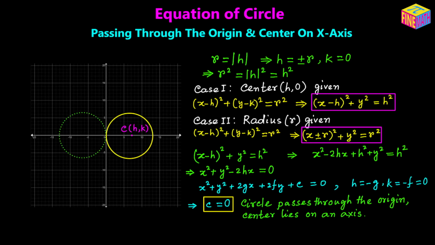If g is not equal to 0 but f is equal to 0, then obviously the center lies on the x-axis. And if g is equal to 0 and f is not equal to 0, then the center would lie on the y-axis. But in any case, constant term being 0 indicates that the circle passes through the origin. Next, we are going to take a couple of examples.